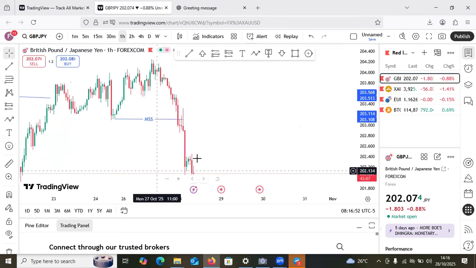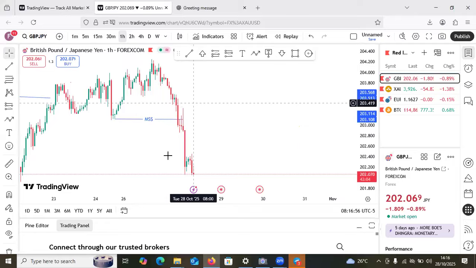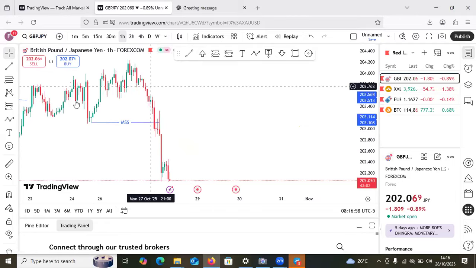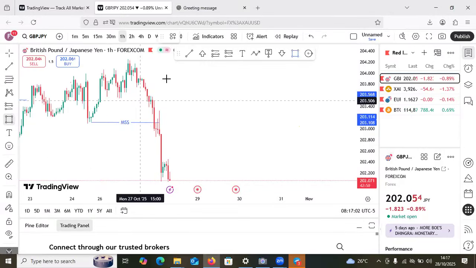So if I'm to sell from the 1 hour time frame, I'm not sure that price will surely come back here. If I'm to sell, I will sell at this particular zone here.